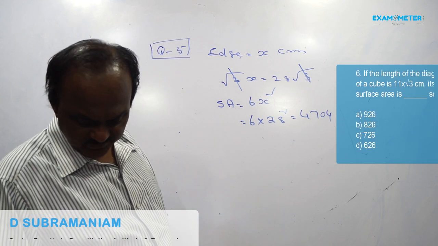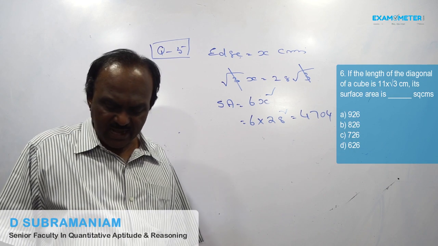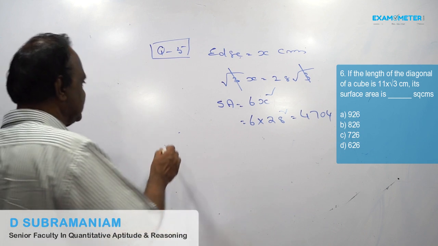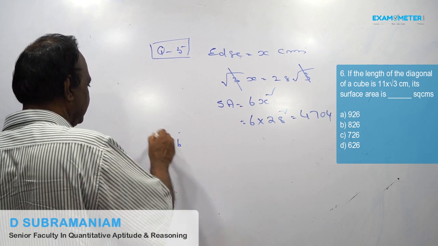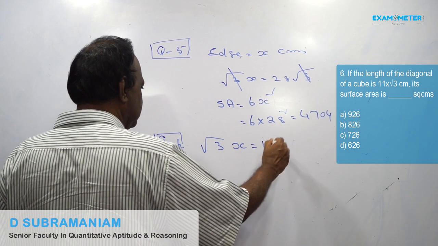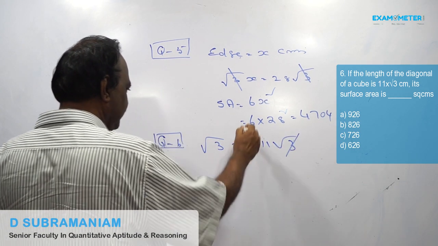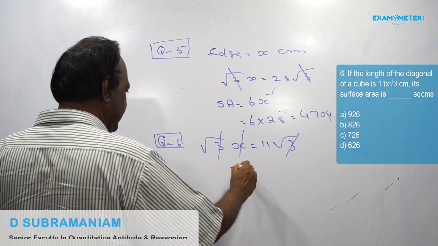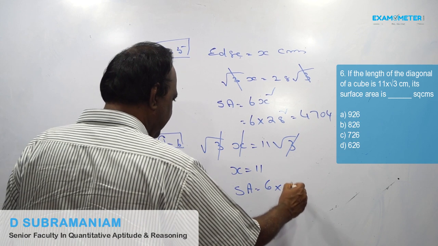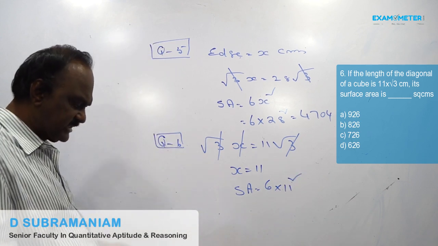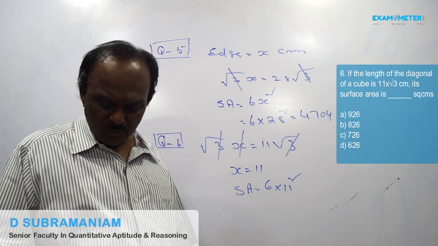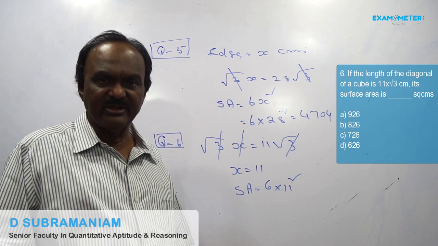Number 6. If the length of the diagonal of a cube is 11 root 3 centimeters, its surface area is? Root 3 into x is equal to 11 root 3. Therefore, x is equal to 11. Therefore, surface area is 6 into 11 square. 11 square is 121, into 6 is 726. So answer is 726.